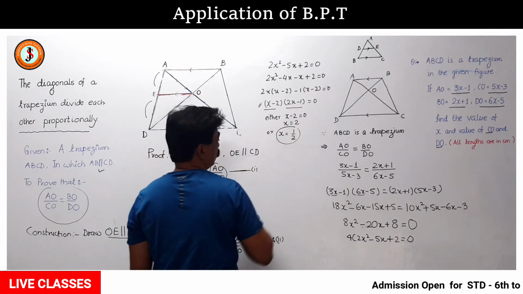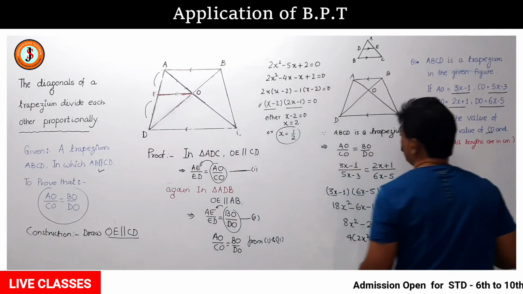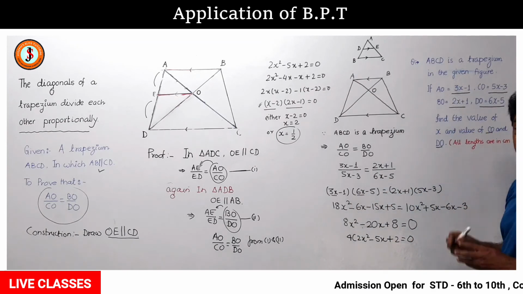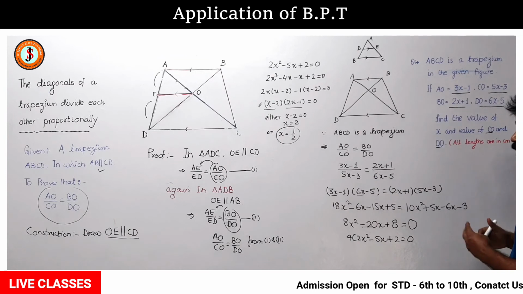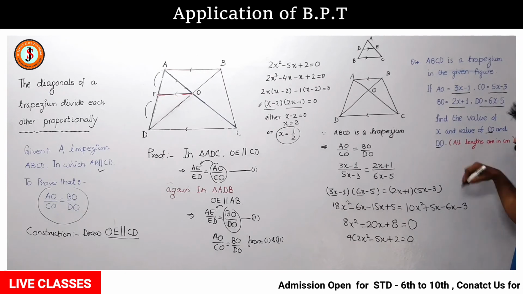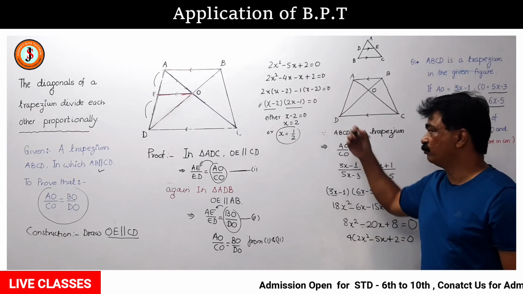So now have a look. They are telling find out the value of x, so we are getting two values now. Maybe both are correct and both will satisfy, or maybe only one is correct. That means let us see, one will satisfy or both will satisfy.